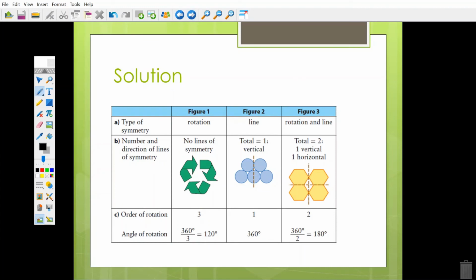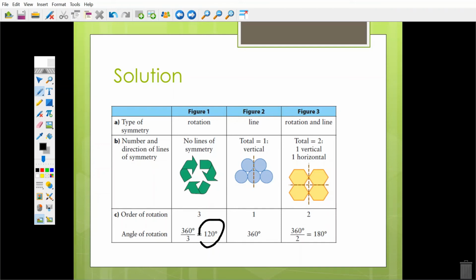This first shape has rotation symmetry. There's no lines of symmetry here where we could cut this and fold it onto itself. So this is rotation symmetry. The order of rotation would be 3, and the angle would be 360 divided by 3, which is 120.